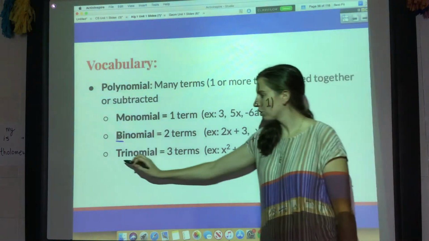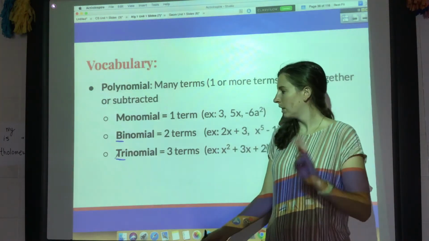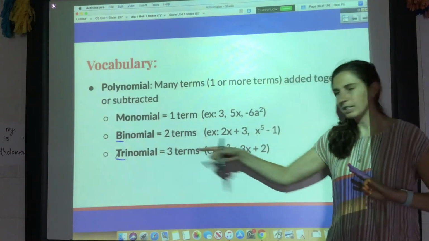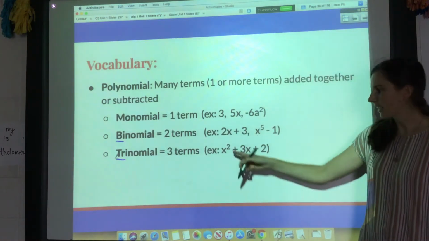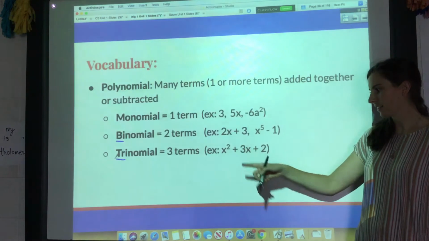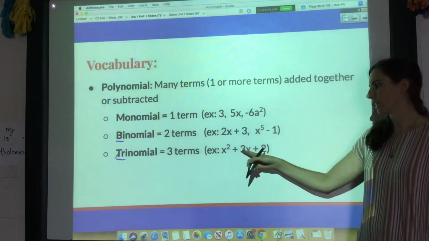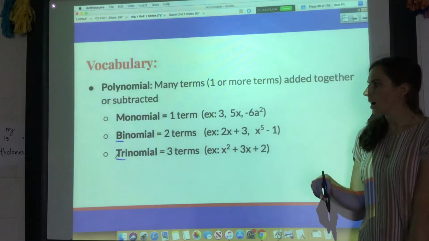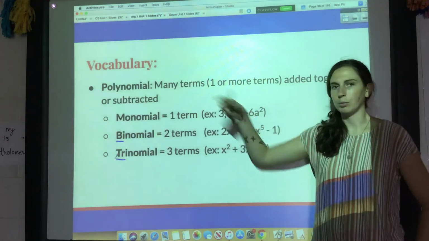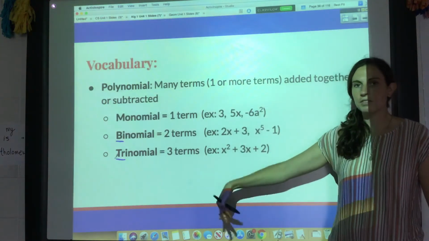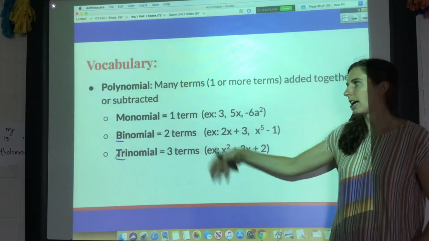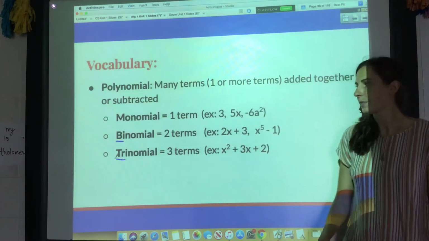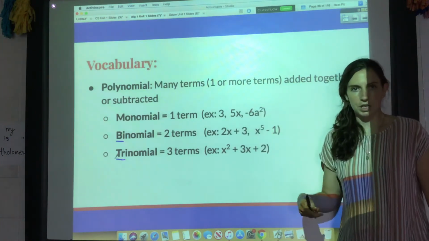And then the prefix tri means 3. So a trinomial would be 3 terms. Something like x squared plus 3x plus 2. Those are 3 terms. All of these are polynomials. And you could even have 4 terms, 5 terms, even more. All of that is a polynomial. It's just a combo of terms, basically.